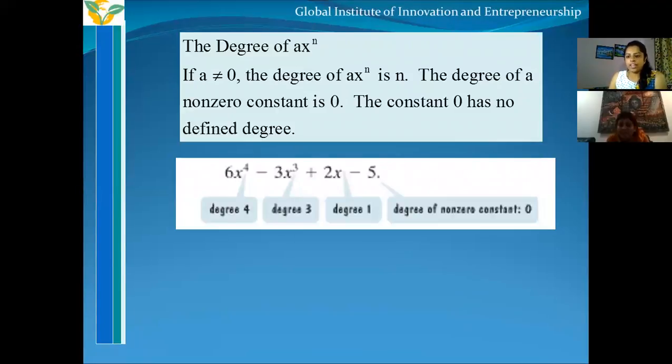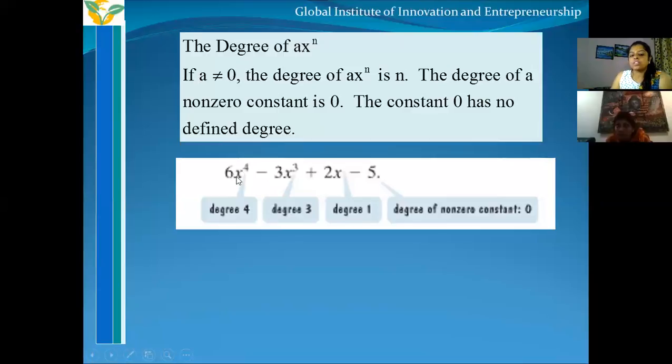The degree of a x raised to n, if a is not equal to 0, the degree of a x raised to n is n. So the degree of a non-zero constant is 0. The constant 0 has no defined degree. So this is the definition of a polynomial. You can ask me, ma'am, if a is not equal to 0, yes. If a is not equal to 0, then only it is a polynomial. Suppose if a is equal to 0, then we cannot form an equation.